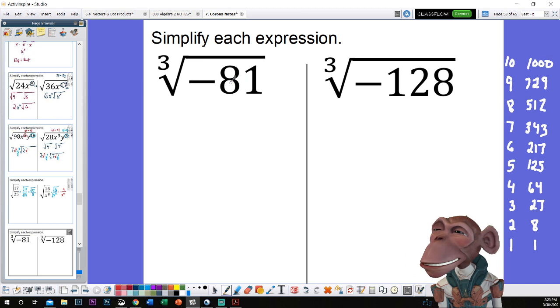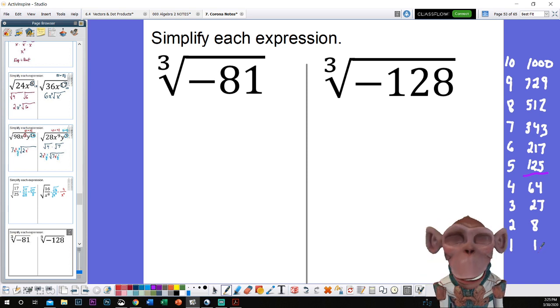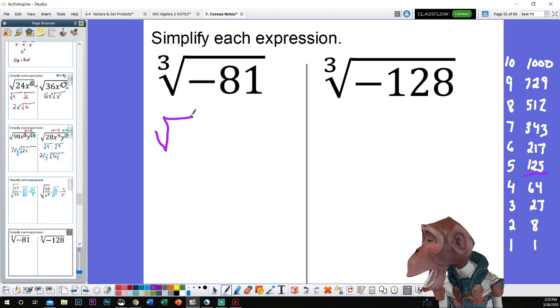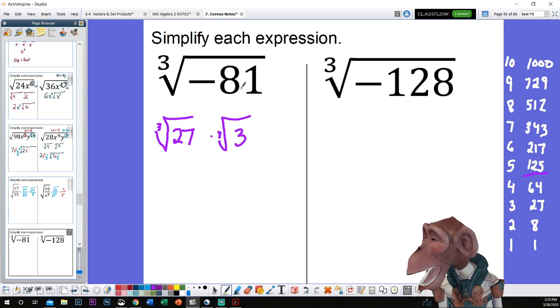Okay, so I have to think of what times what times what is 81. Well, nothing. So I'm going to start here, and I'm going to divide all of these numbers into 81 until I find something that works. So I tried 64, that did not work. I tried 27, oh yes, that did work. So I have cube root of 27 and the cube root of 3, because 81 divided by 27 is 3.